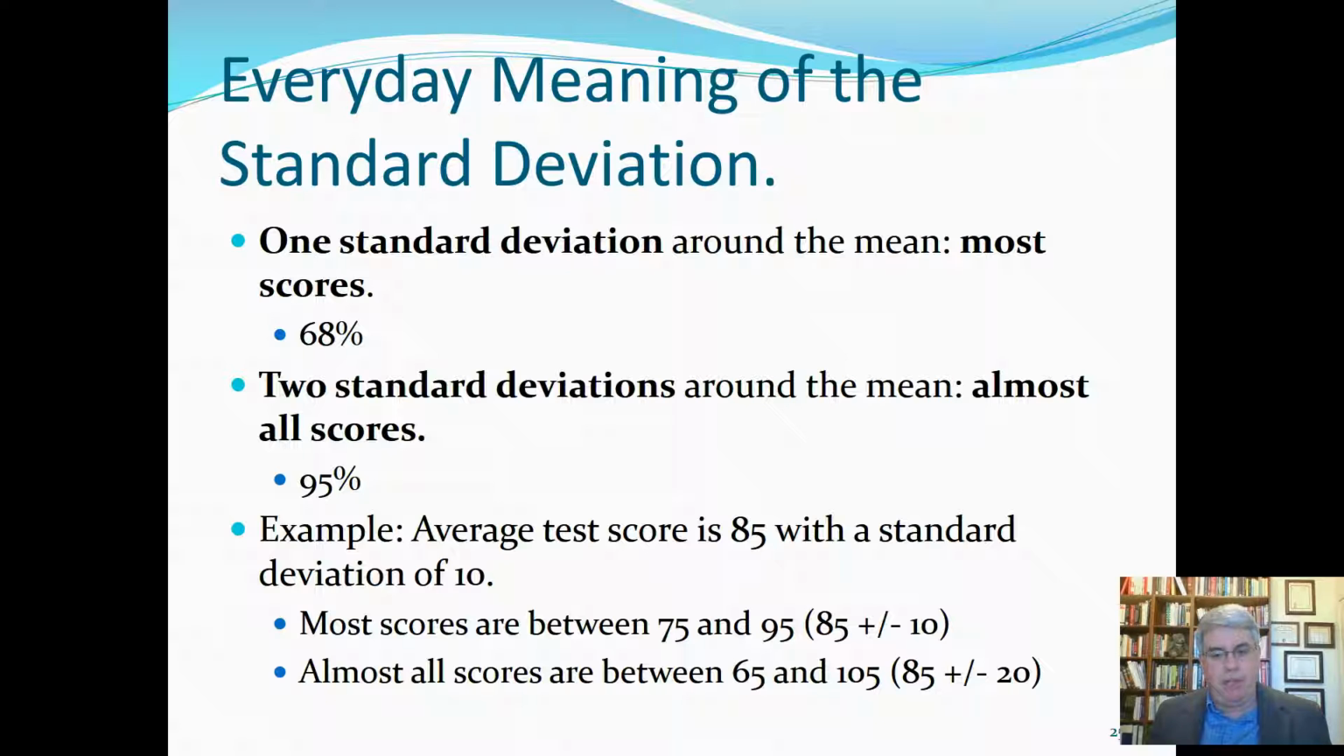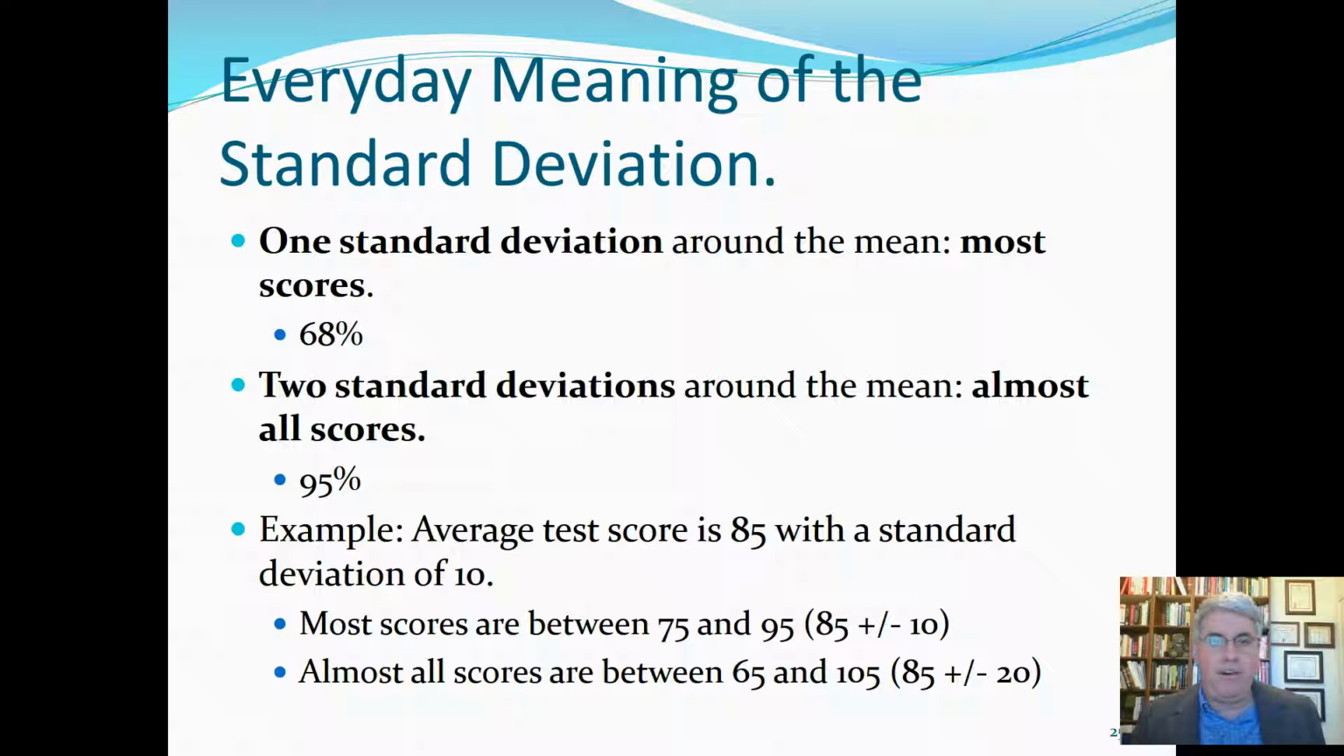So 85 plus or minus 20 would be between 65 and 105. Almost all scores would be there. There'd be a few, maybe 5%, that would be outside of that range. But a standard deviation of 10 would mean that they would almost all be within two standard deviations, that is 65 to 105.